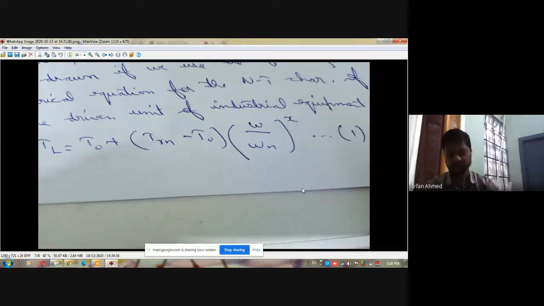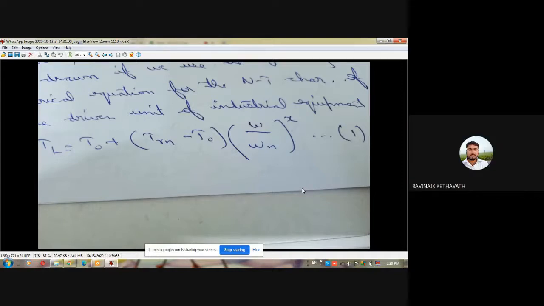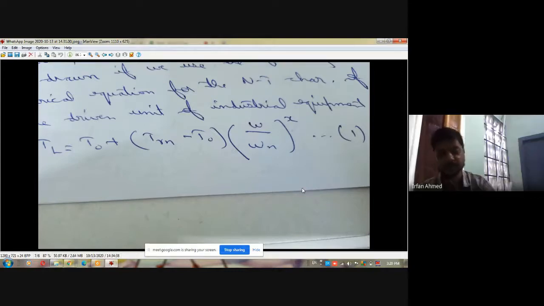For different machines or mechanisms, what is omega n? Omega n is the nominal speed or rated speed of the motor. TRN is the torque at the rated speed, the torque developed by the unit when it is driven at its nominal or rated speed omega n. T0 is the torque due to friction in its moving parts.